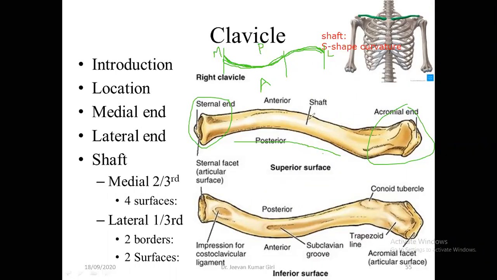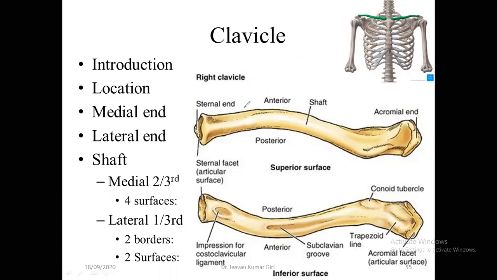Now see in the bone. This is the anterior part of the bone and this is the posterior part. This is the medial part. See the medial 2/3, it is convex forward, whereas the lateral 1/3 is concave forward. These are the two divisions of the shaft: the medial 2/3 and the lateral 1/3.